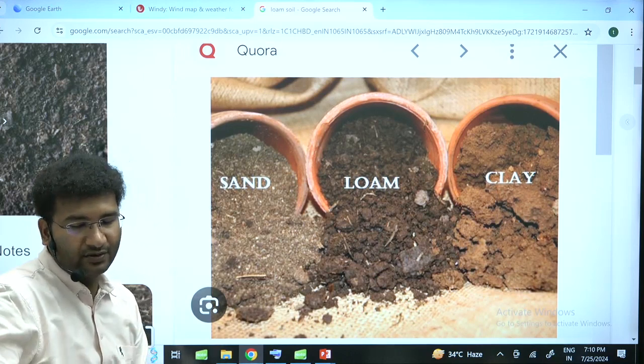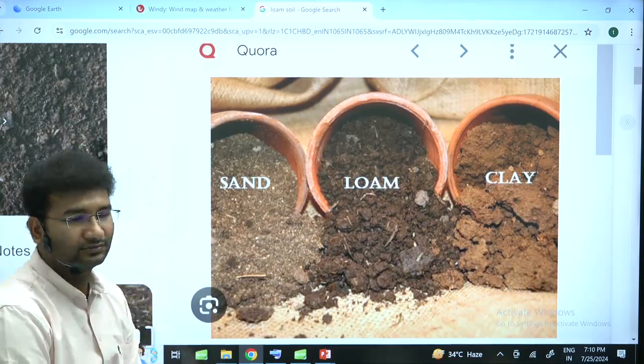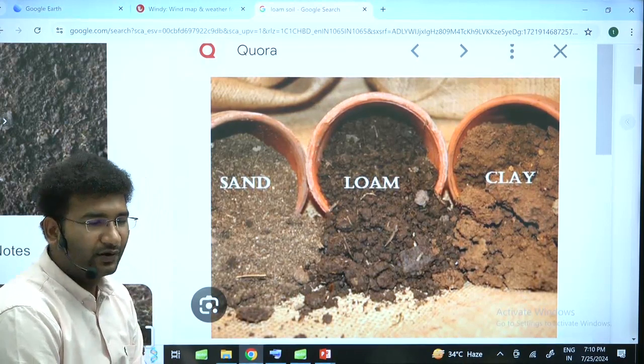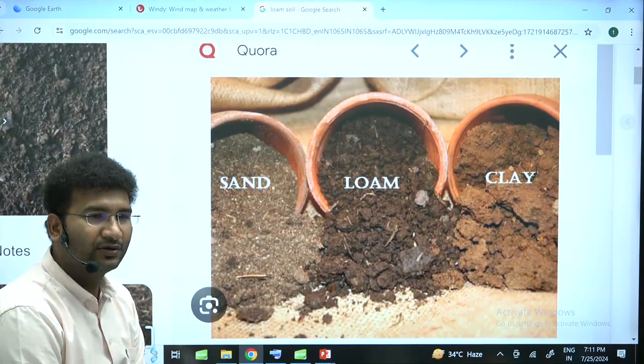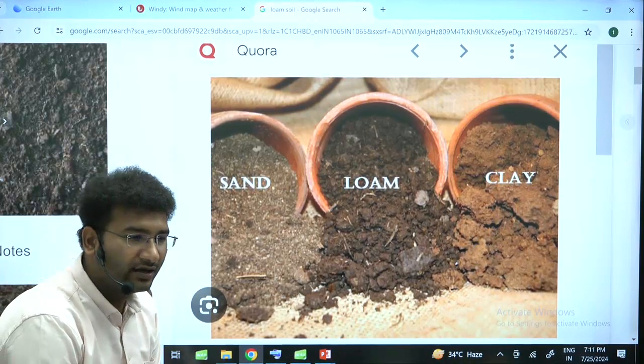Also write peaty soil, P-E-A-T-Y, peaty soil. It is found in the areas of heavy rainfall and high humidity.